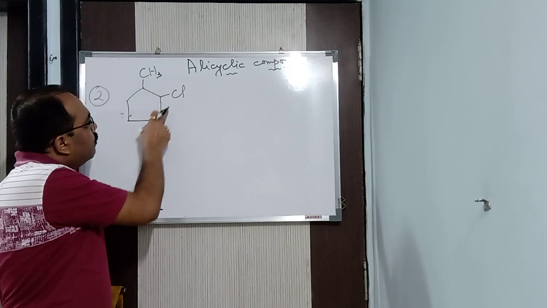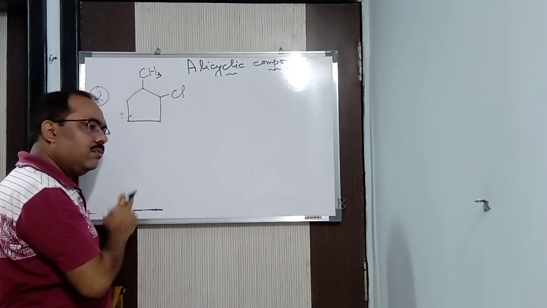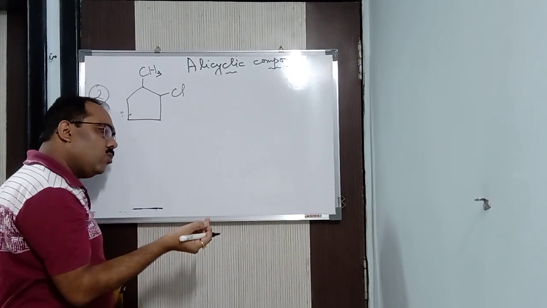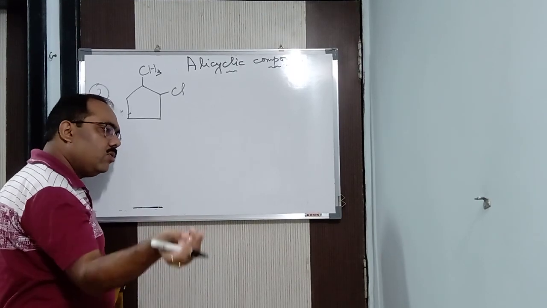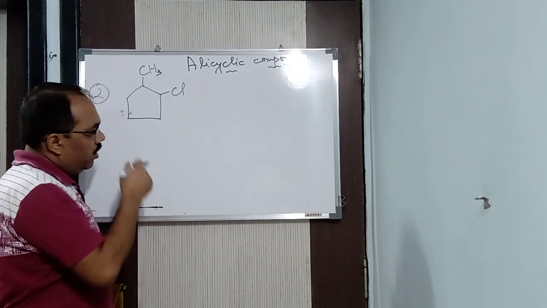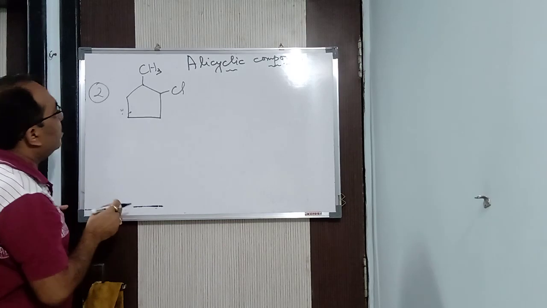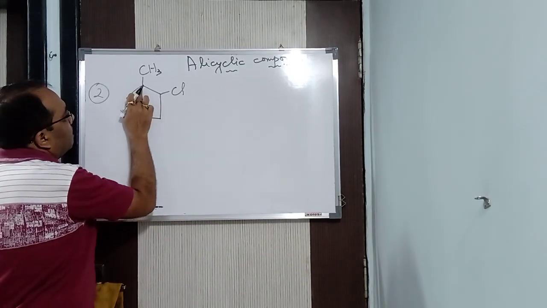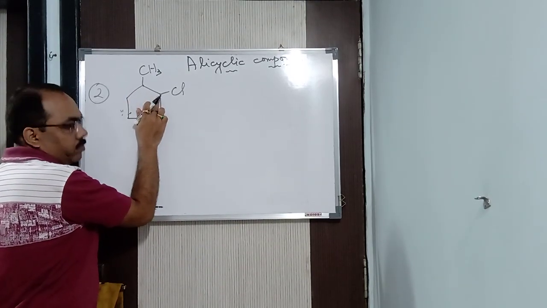So here, suppose the secondary prefix is there, how do you number it? Same thing, by the lowest number rule. How do you show that particular numbering? By locants, 1, 2, 3, 4, 5, 6, in this way we are going to put it. Now next, here you can see that we will start from methyl or we will start from chloro.